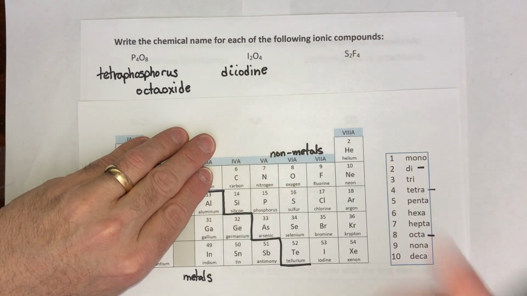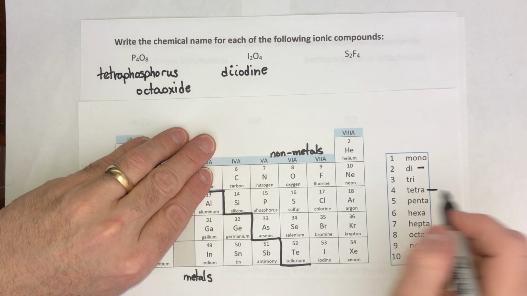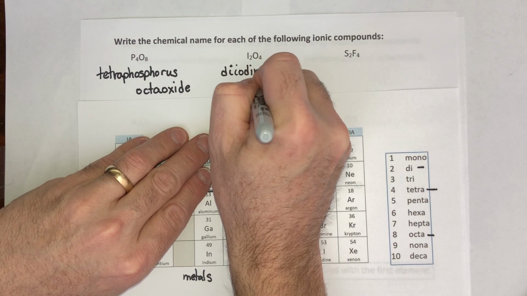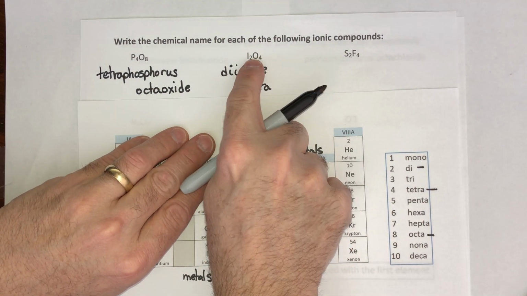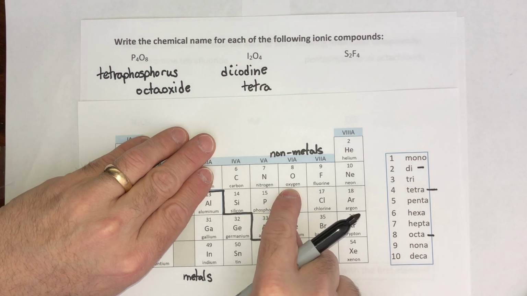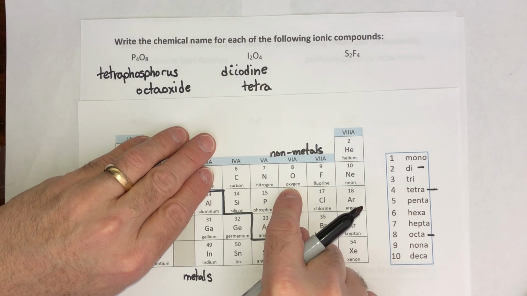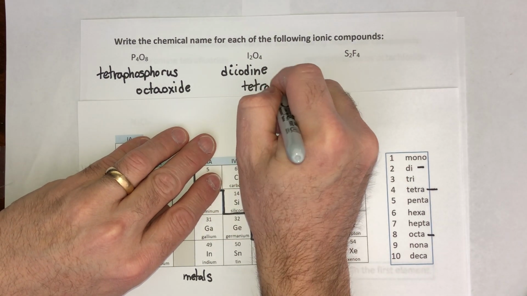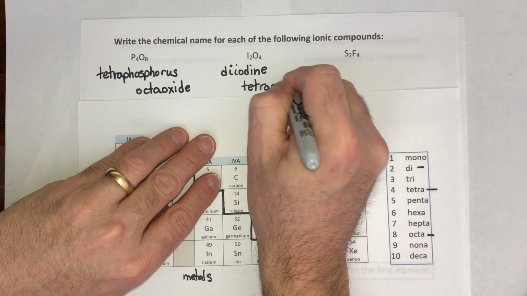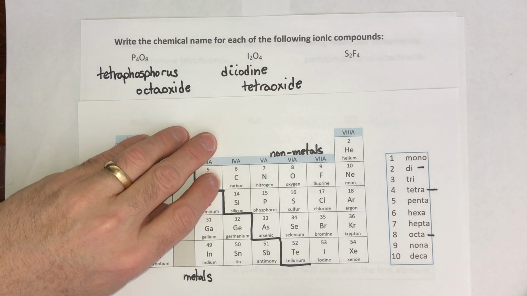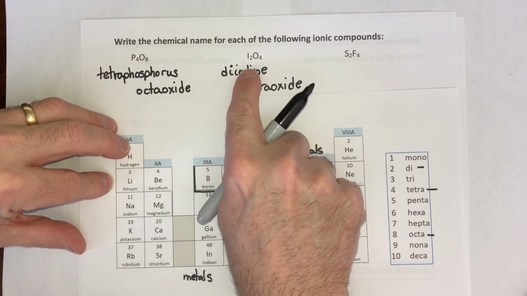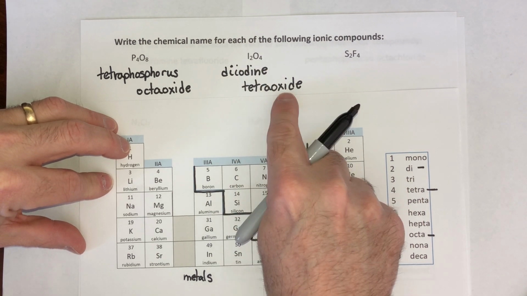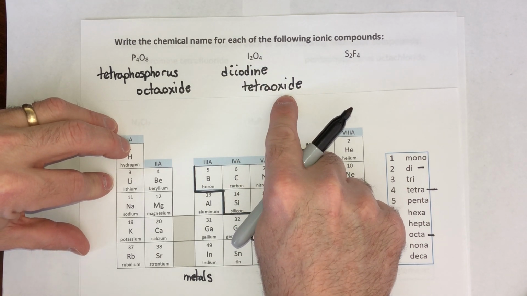Now, we've got 4 of the O's. Prefix for 4 is tetra. So this will be tetra. And the O again is oxygen, and we do change its name to end in ide. So tetraoxide. Right? Easy peasy. There's no switching, there's no charges. All you literally have to do is tell me how many and the name. How many and the name. That's all you have to do.